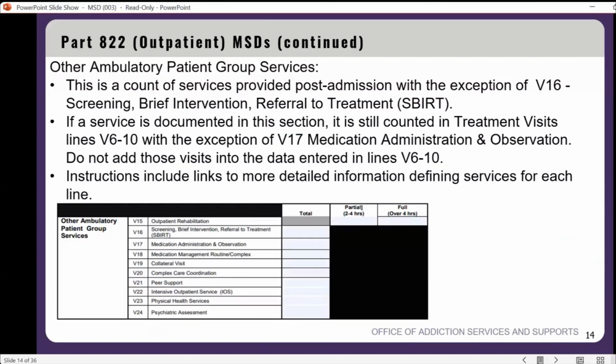Other ambulatory patient group services. This is a count of services provided post-admission with the exception of V16, screening, brief intervention, referral to treatment. If a service is documented in this section, it is still counted in treatment visits, lines V6 to 10, with the exception of V17, medication administration and observation. Do not add those visits into the data entered in lines V6 to 10. The instructions include links to more detailed information defining services for each line.